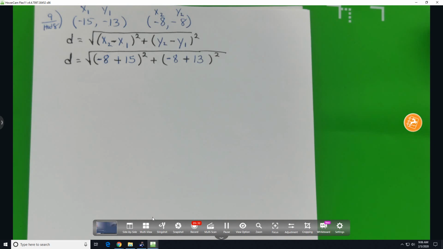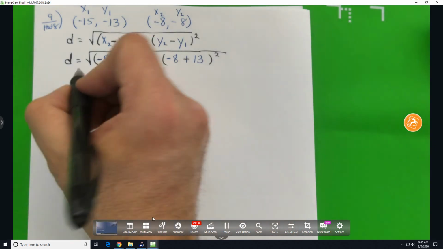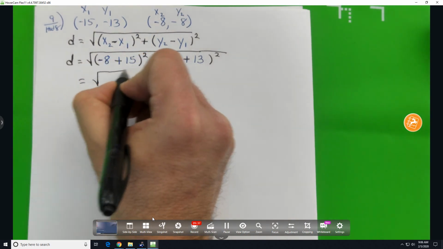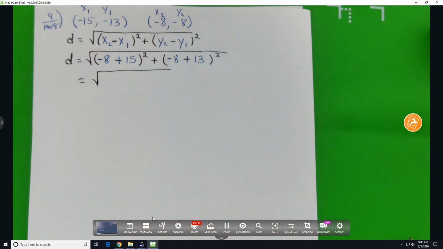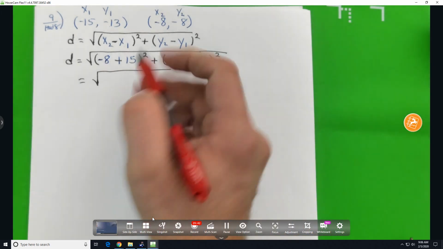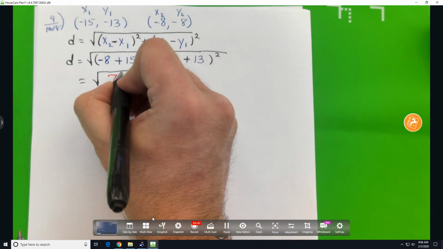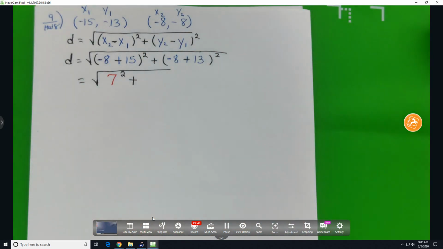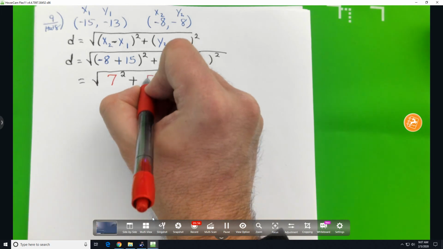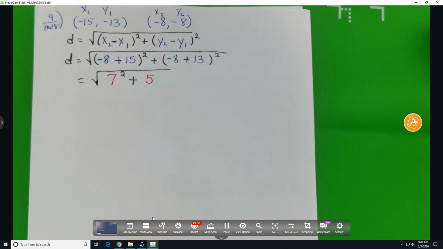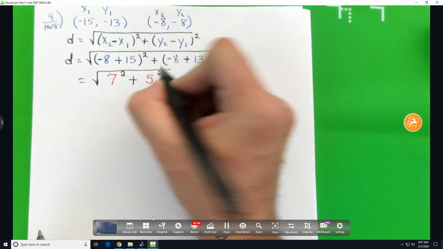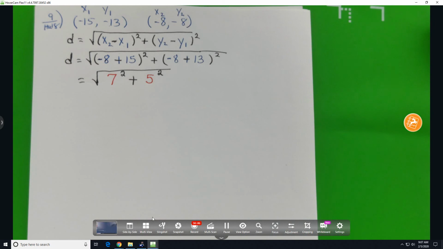Now let's see. Simplifying under the square root in the parentheses. -8 plus 15. Is that going to be a 7? Squared plus -8 plus 13. -8 plus 13 is a 5, isn't it? Are y'all caught up? Are there any questions? And a square. Any questions?